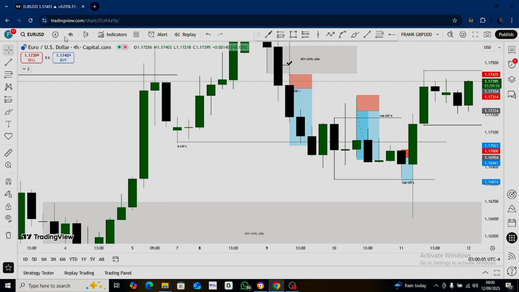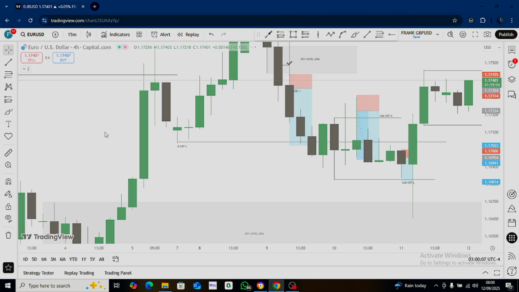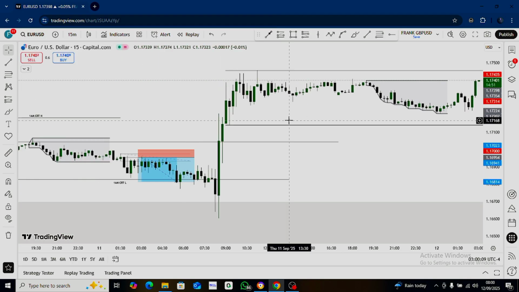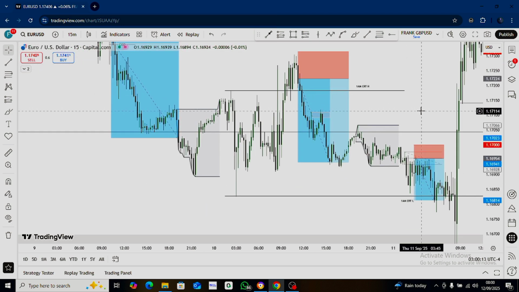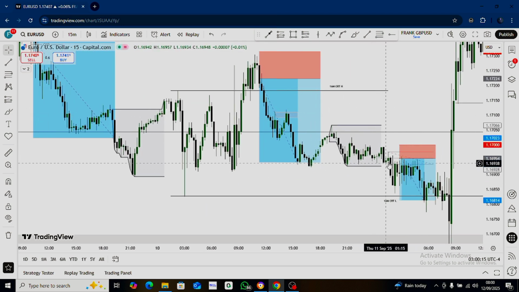So I went to my 15 minutes time frame. You can see how I'm doing. CRT is just the key. I'm not going to lie, but I'm not saying other strategies are not working. Upon seeing this, the market took out the Asian low. This is my Asian session, and it closed very bearish.